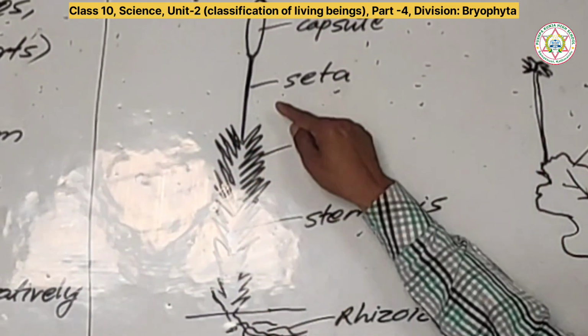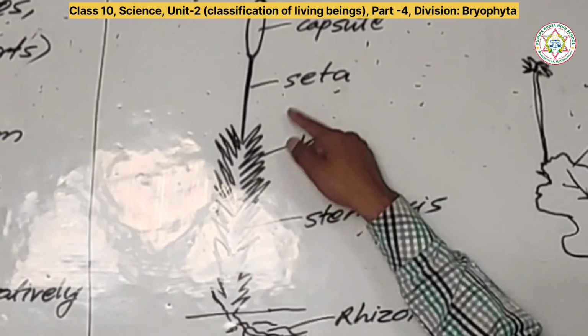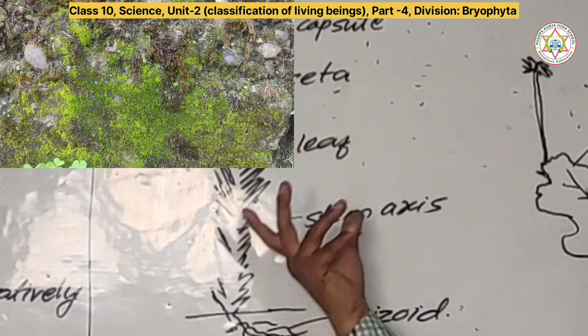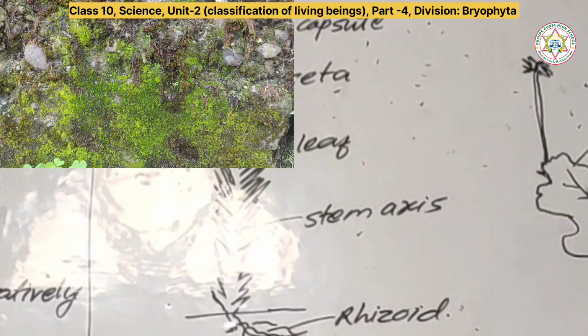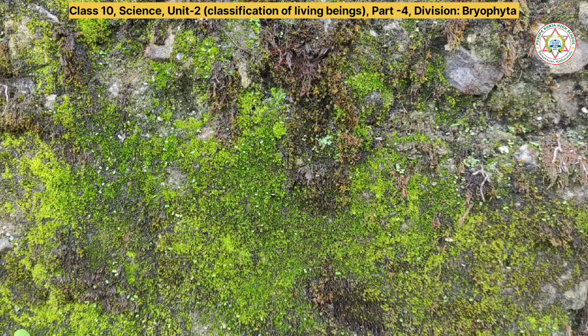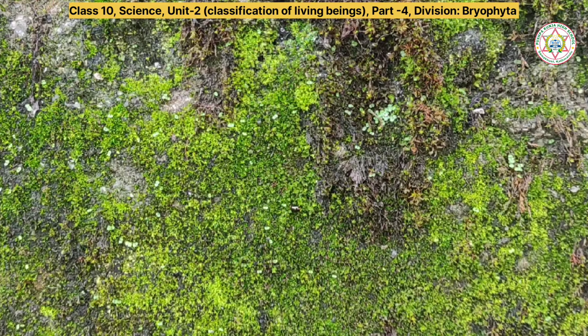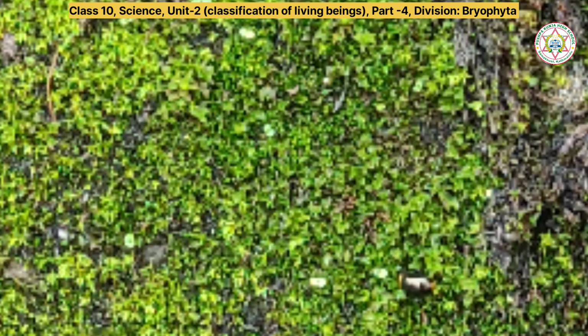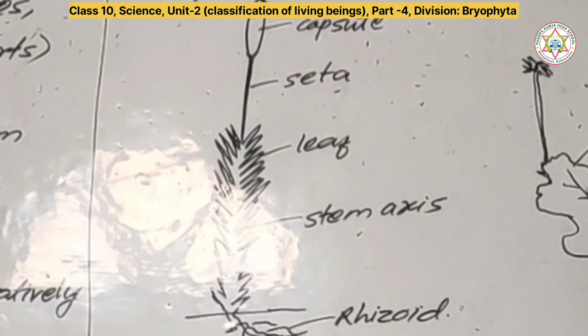So upright, see that? And leafy like this. And it looks like a carpet. If you see it on a wall, it looks like a carpet, and if you look carefully, it looks like a small green thread-like structure. You may have seen this at the bottom of a wall.